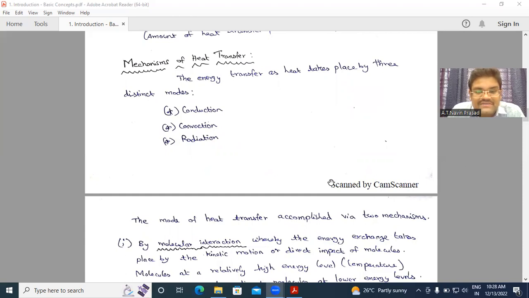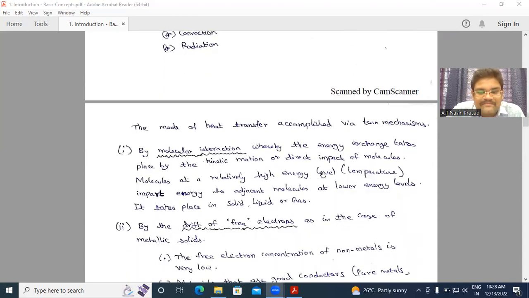So the modes of heat transfer are accomplished by two mechanisms. One is the molecular interaction between the molecules, whereby the energy exchange takes place due to the kinetic motion or direct impact of molecules. Molecules at a relatively high energy level impart energy to adjacent molecules at lower energy levels. It can take place in solids, liquids, and also in gases. The second mechanism is the drift of free electrons in the case of metallic solids.